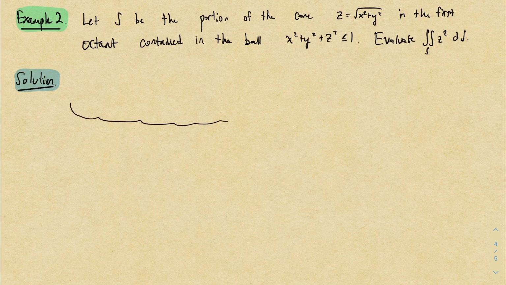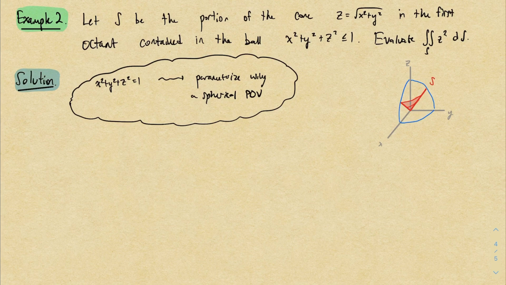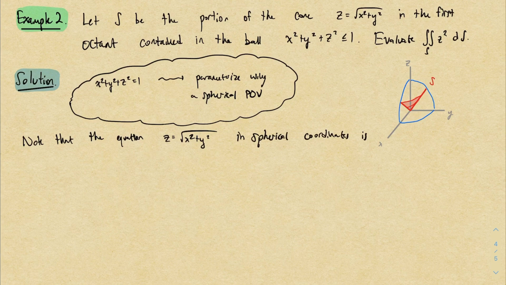So here's my new thought process. The fact that this surface is partially cut out by a ball makes me feel like spherical coordinates. So maybe I can parameterize this using a spherical point of view. Now that's vague, I'll explain exactly what I mean by that. But the first thing is to note that the equation of the cone, z equals the square root of x squared plus y squared, what do we get when we turn this into spherical coordinates?